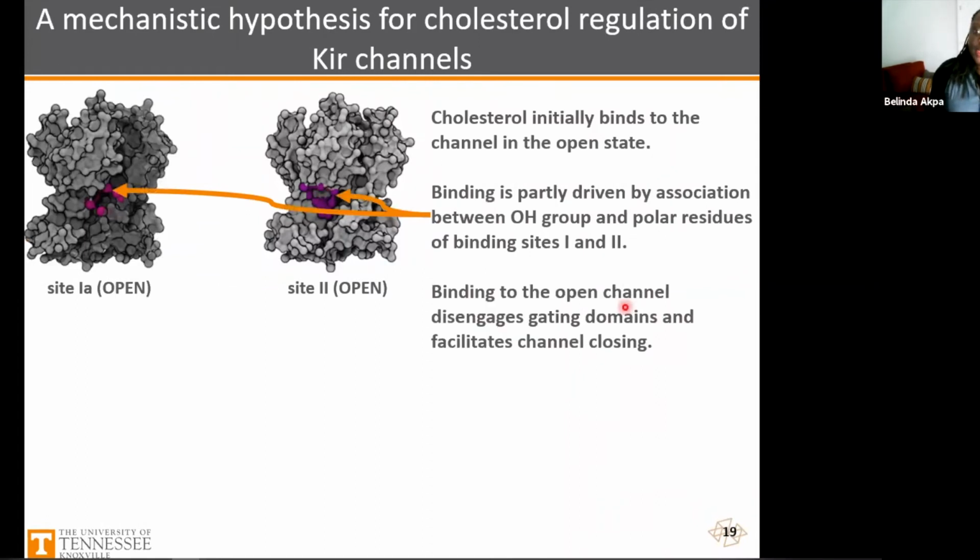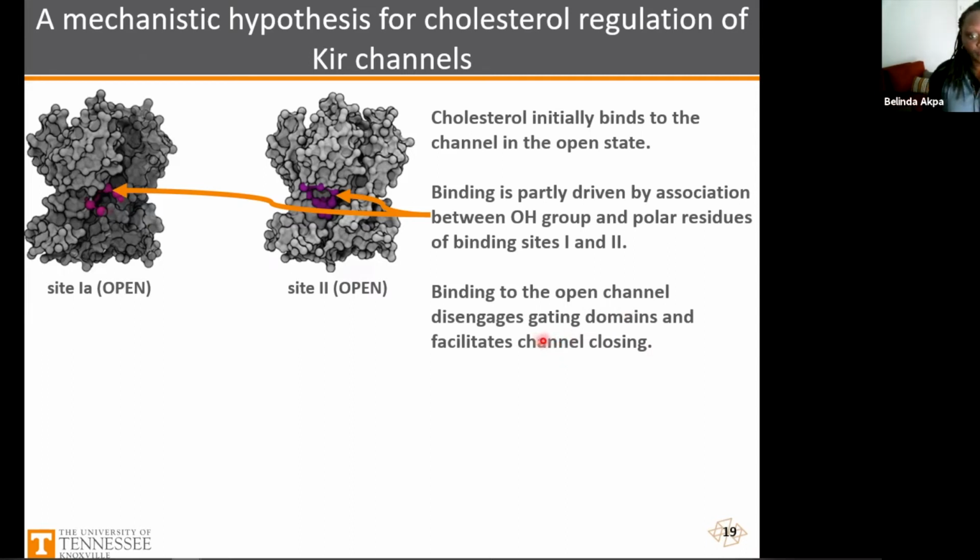Binding to the open channel, we're suggesting, may help disengage the gating domains that have to be disengaged for the channel to close. So there's a cytoplasmic domain of the protein, there's a transmembrane domain of the protein, and as you move between open and closed, the cytoplasmic domain sort of twists and either engages or disengages to change the size of the pore opening and the chemical character of the pore opening, so that regulates flux of the potassium ions through the channel.